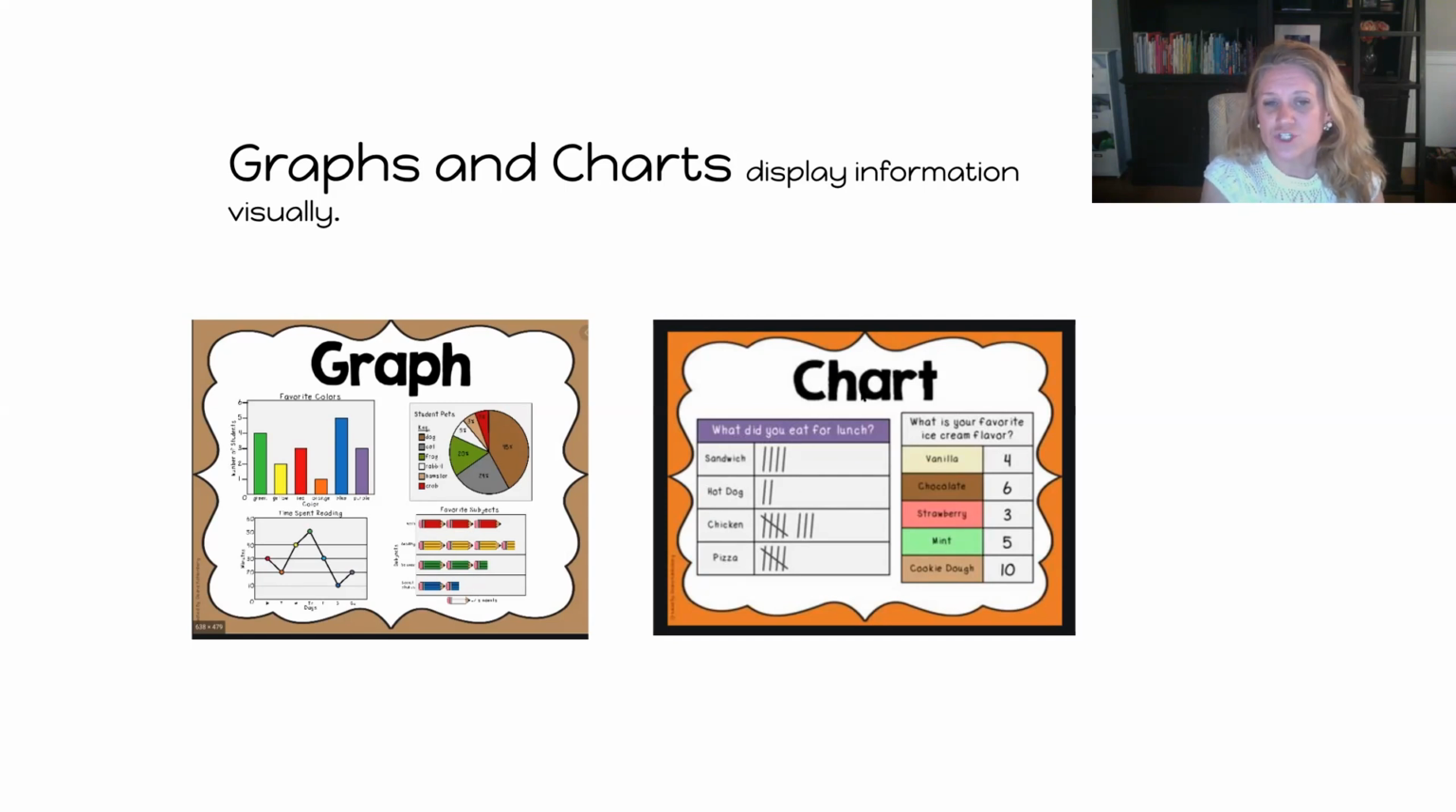We also can use a chart when we're polling information, like say if we want to poll what people want to eat for lunch, or what is your favorite ice cream. This could have been a poll we took in first grade. Here it says 4 students liked vanilla the best, and 6 chocolate, strawberry 3, mint 5, and cookie dough 10. What was your favorite ice cream?